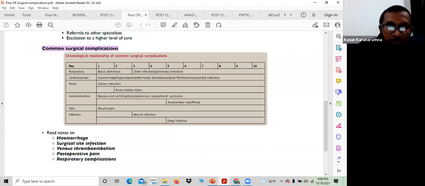Hemorrhage, hypovolemia and electrolyte disturbances occur from day 1 itself. Urine retention usually occurs from day 1. From day 2 onwards, acute kidney injury may arise. Nausea, vomiting, ileus and abdominal compartment syndrome usually occur from day 1 itself. Anastomotic leakage and fistula formation usually arise from day 5. With regard to infections, wound infection usually arises from day 3, and deep infection from day 5.